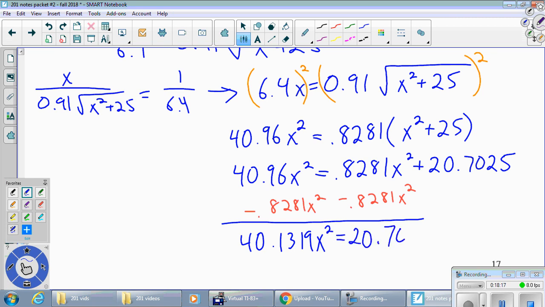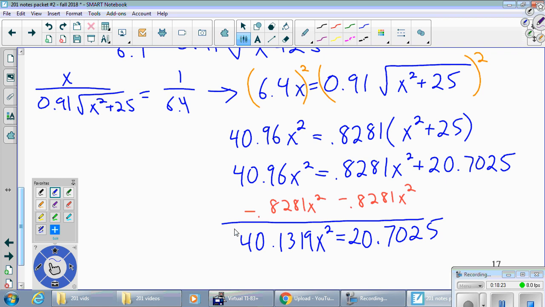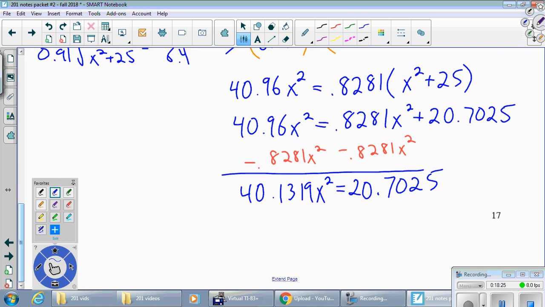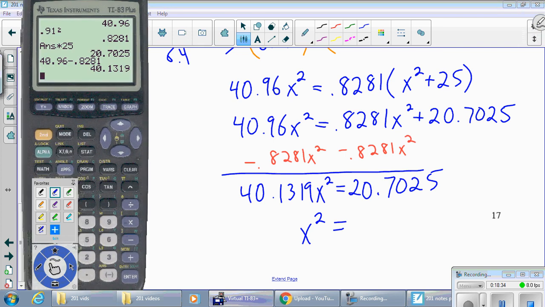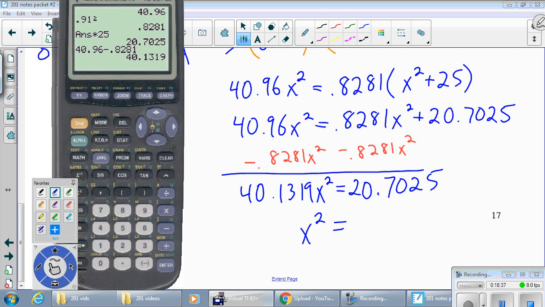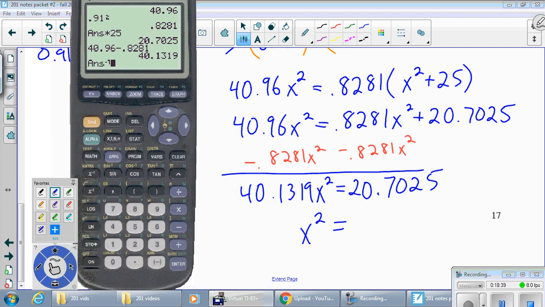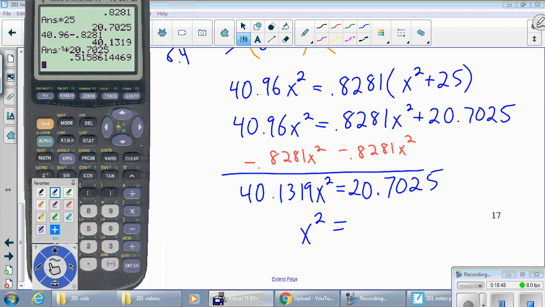You'll notice that the calculus was actually quite a bit easier than the algebra here in this problem. That's not so unusual. Okay, two steps left. We need to divide both sides by this 40 and change. So I'm expecting a number right around a half. Let's see what we get here. I'm gonna be super fancy here. Hang on. I'm gonna take this thing and hit it with a negative 1. That puts it on the bottom, and then I'm gonna multiply by 20.7025. Fancy, fancy. That's why they pay me the big bucks.